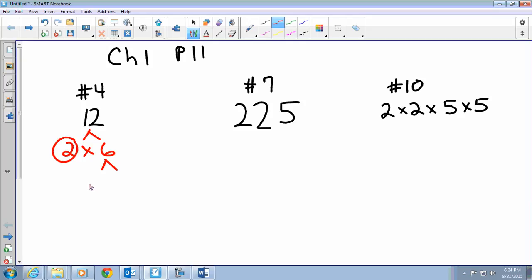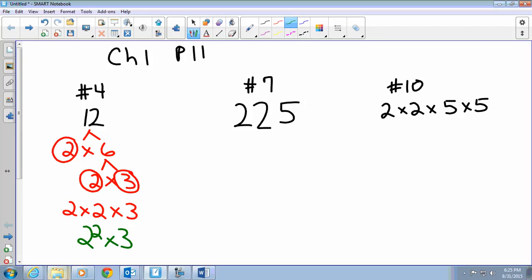6 is a composite number because 6 has more than one set of factors, and we have 2 times 3. 2 would be a prime number, and 3 would be a prime number. So for number 4, the prime factorization of 12 would be 2 times 2 times 3. And to make it just a little bit quicker, you could write this as 2 squared times 3. And that would be the prime factorization for number 4.